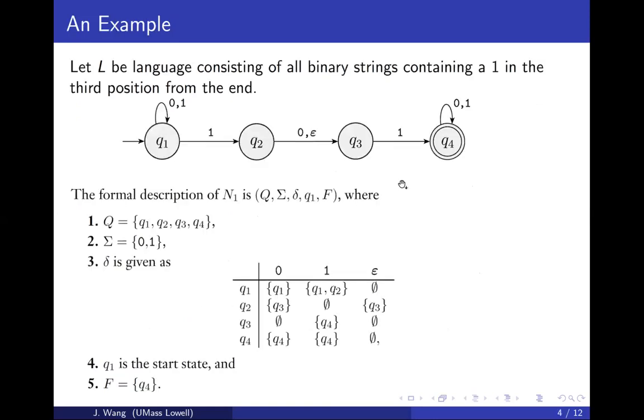Now let's look at an example. Let L be a language consisting of all binary strings containing a one in the third position from the end. So what that means is, if we have a one here, then for these two positions it could be either 0 or 1, and I don't really worry about what's in front of this one.